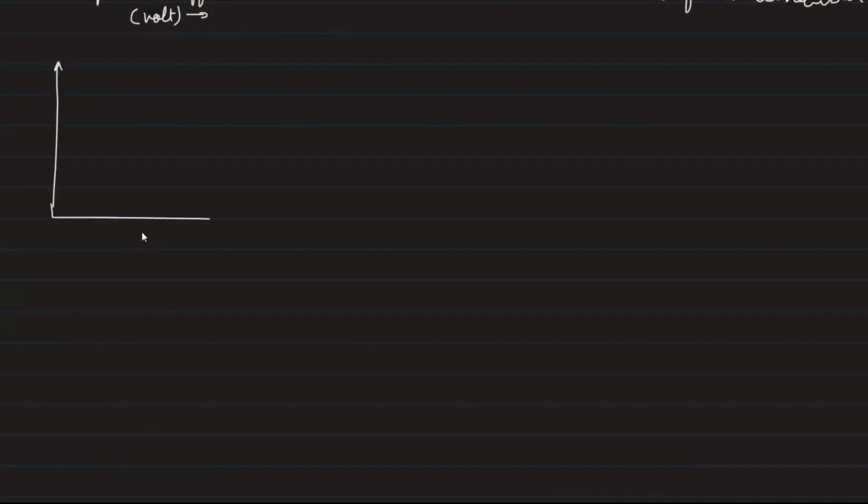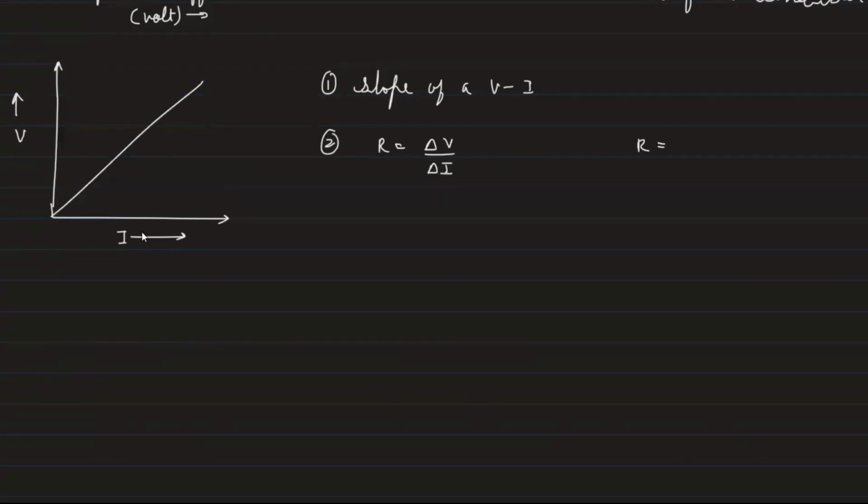Another important fact is how you calculate resistance from a VI graph. If this is voltage and this is current, how do you calculate resistance? One accepted answer is the slope of a VI graph. The second accepted answer is delta V upon delta I. So remember, if you write that resistance is V upon I, that answer will not be correct. You have to write delta V upon delta I.